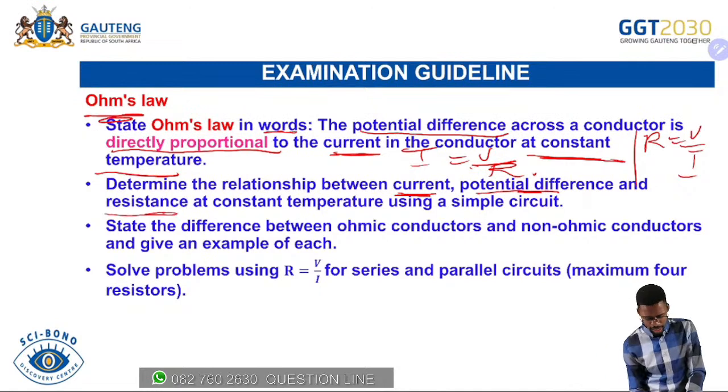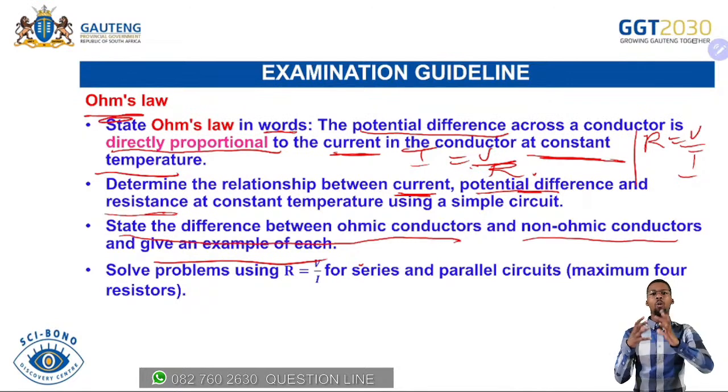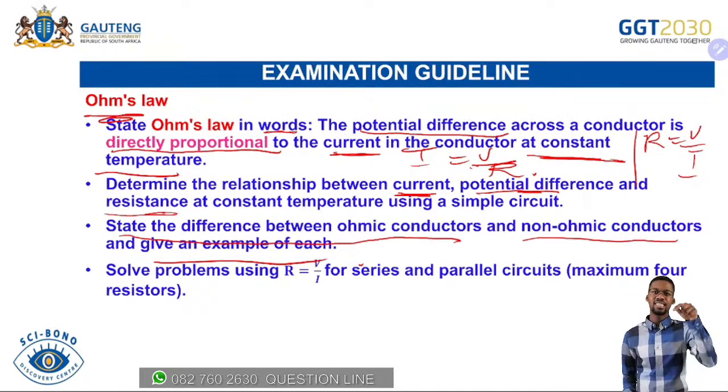Furthermore, it says state the difference between ohmic conductor and non-ohmic conductor and give an example of each. When we say we have an ohmic conductor, we are referring to conductors that obey Ohm's law. A non-ohmic conductor is a conductor that does not obey Ohm's law. And remember, Ohm's law says the potential difference across the conductor is directly proportional to the current in the conductor at constant temperature.